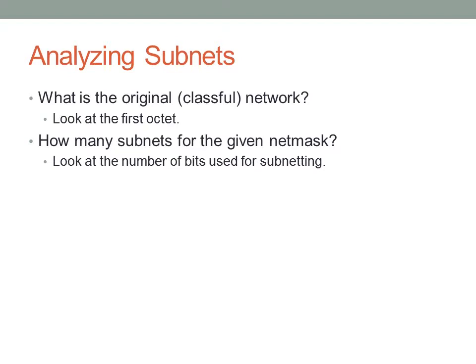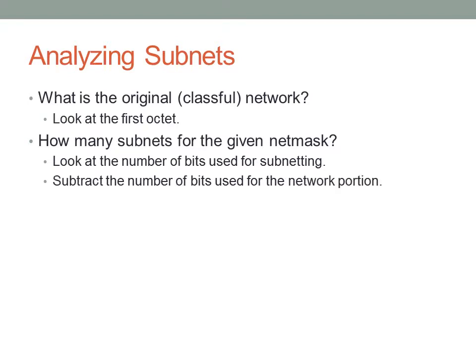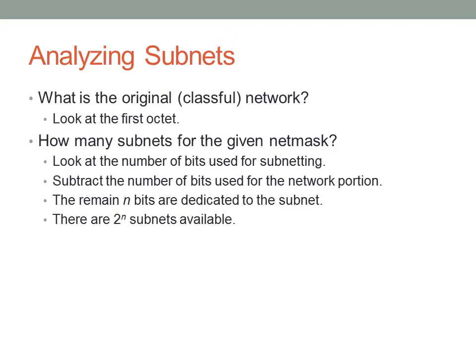do the conversion. After we do that, we'll want to subtract the number of bits that we used for the network portion. So for example, if we have a class A address, that would only be 8 bits used for the network portion, and so we'll take from our subnet mask 8 bits. The remaining n bits are dedicated to subnetting, and based on those n bits, there will be 2 to the n subnets available. And there actually is an exception to that we'll talk a little bit about in a second.